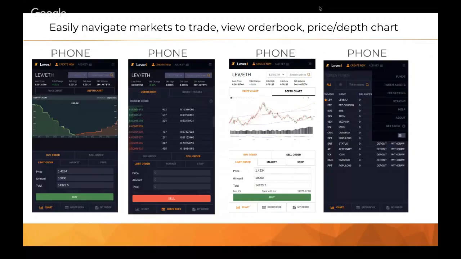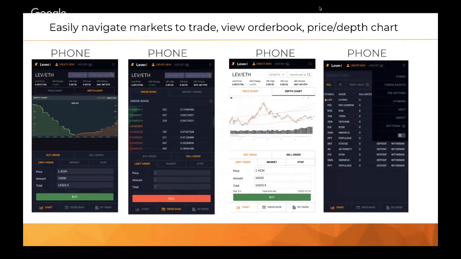So we have used the idea of tabs where we do keep some information which is relevant for you to trade in front of you all the time. So for example, your ability to buy or sell a certain instrument remains across screens. You would be able to do that across screens.